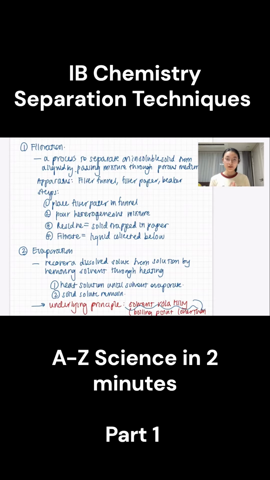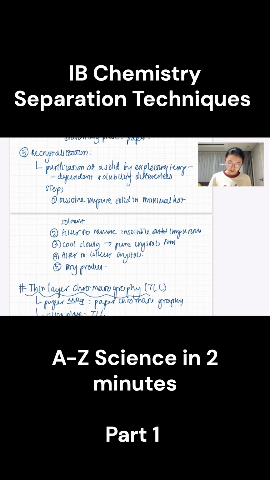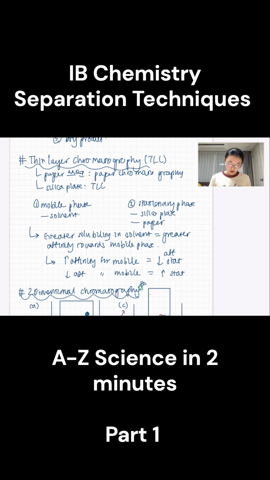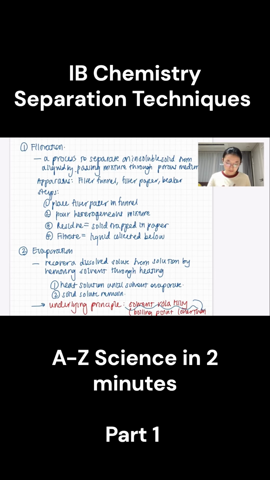Hi everyone, today we're going to look into a list of separation techniques that are must-knows for the IB chemistry syllabus. This is part of the first chapter of the IB chemistry syllabus, and a couple of techniques that we need to know are filtration, evaporation, distillation, chromatography, recrystallization, and thin layer chromatography and two-dimensional chromatography, both of which are not exactly on the syllabus, but they are must-knows in order to fully understand the properties and functions of paper chromatography. So let's get started.